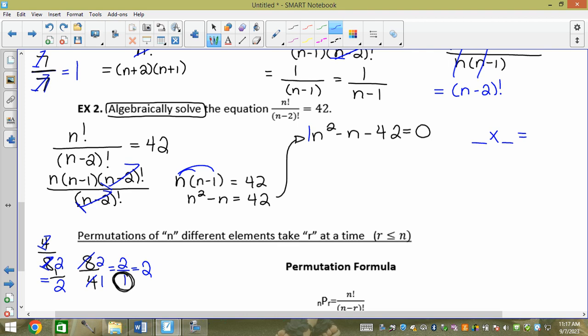So I go, what times what equals the outside? So what times what equals 1 times negative 42? So what equals negative 42 when you multiply it? And what plus what equals the middle? Negative 7 and 6. Yeah, negative 1. So it's negative 7 and 6. And then I can double check. Negative 7 times 6, negative 42. Cool. Negative 7 plus 6 equals negative 1. Cool. I won't make a mistake.